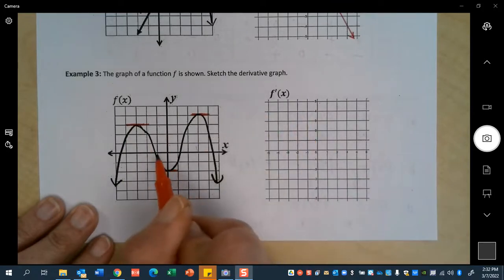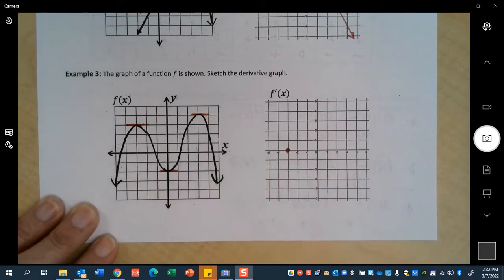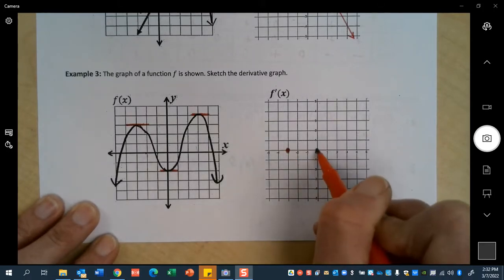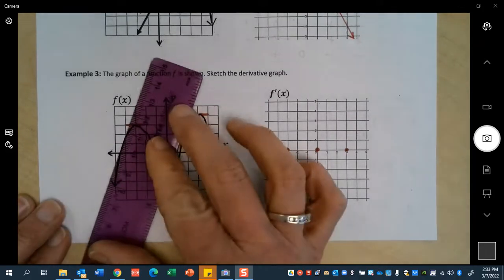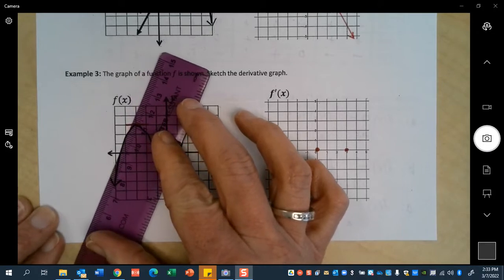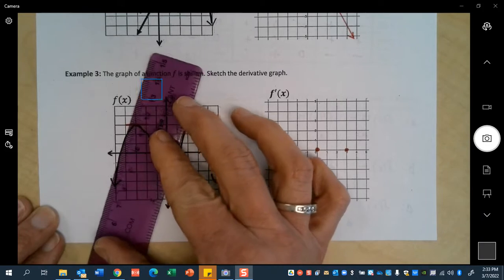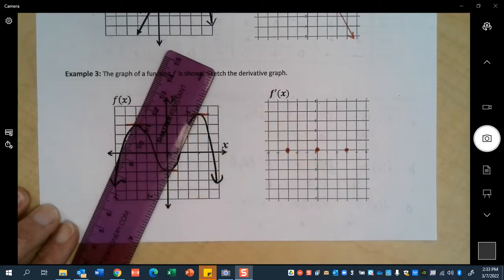So that means that at negative 1, 2, 3, the slope of my tangent line is 0. At 0, the slope of my tangent line is 0. At positive 1, 2, 3, the slope of my tangent line is 0. What's going on with my tangent line here? Am I positive or am I negative? I'm positive, and I'm approaching 0.